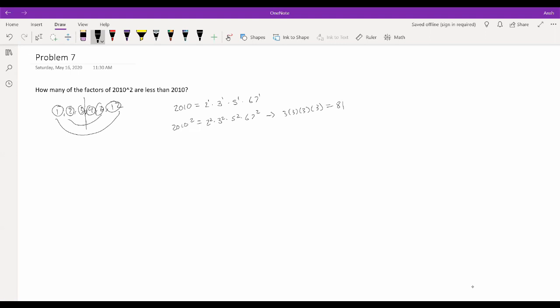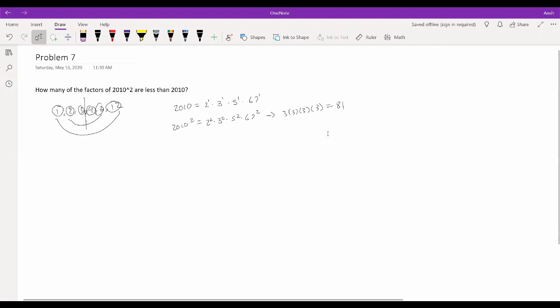So we come up with a little bit of an issue because there are an odd number of factors, right? Whereas for 12 we had an even number, so we could split in half. Well, that's because 2010 is a perfect square. So when you split in half, it goes right through 2010. And because 2010 times itself is 2010 squared, we don't count that factor twice. So that means the number of factors less than 2010 is equal to the number of factors greater than 2010, and we also have to include 2010 itself.